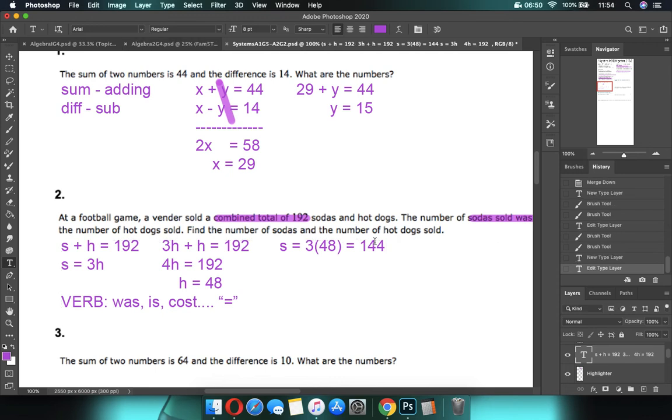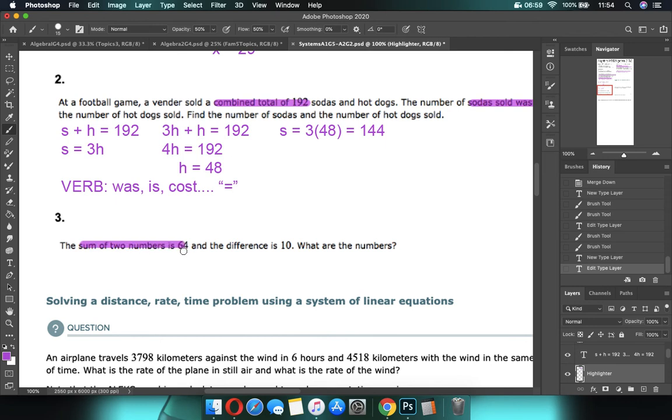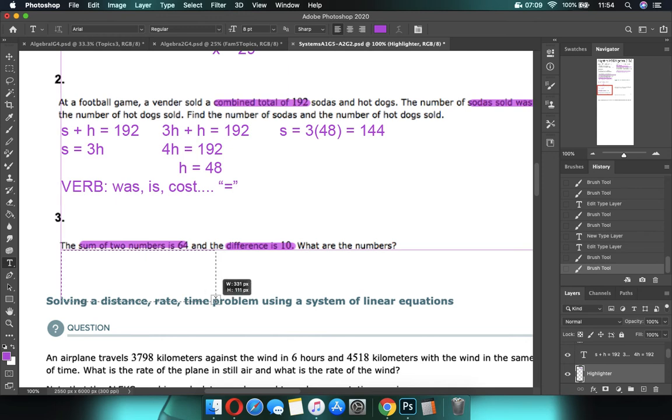All right. One more. Make sure we're comfortable with the sum and basic relationships. Let's see here. Highlighter. So the sum is 64. There's my verb, so there's my equal sign. The difference is 10. So, oh boy, I did not give myself a lot of space for this one. Let's see how well we can do.